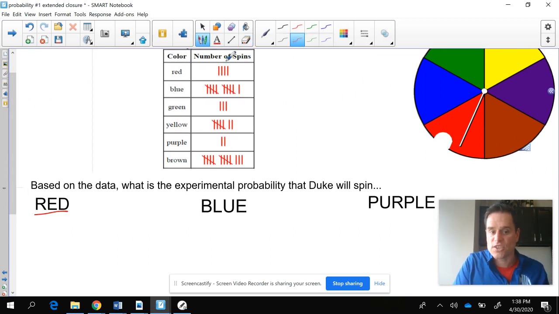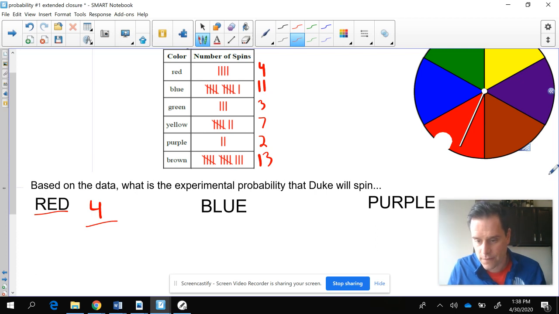So the experimental is 4, right? 4 red. But my question is, 4 out of how many? What number goes on bottom? The number that goes on bottom is the total number of spins. Remember that theoretically, we should get 1 out of 6. But when we do the experiment, we got 4 red, we got 11 blue, we got 3 green, we got 7 yellow, we got 2 purple, and we got 13 brown. Brown was a really popular choice. If you were gambling, you probably want to choose brown.